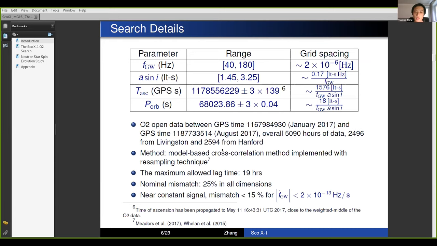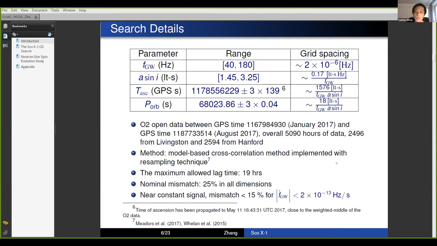The method we are using is a model-based cross-correlation method adapted from the stochastic background search in the previous talk. Because it is model-based, we can coherently combine data in the same or different detectors within a maximum allowed time difference. You can use the maximum allowed time lag to control the sensitivity, trading off computing cost and sensitivity. This method has been used in O1.